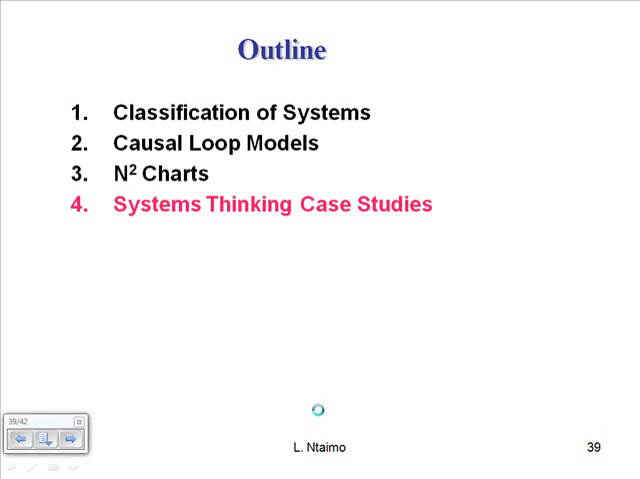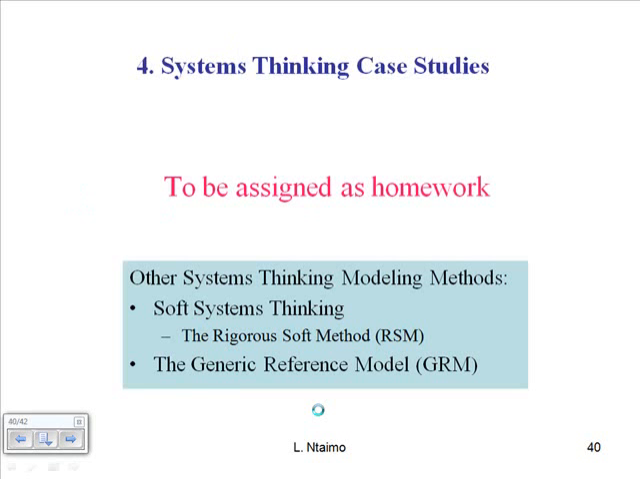I'm not going to spend time on looking at systems thinking case studies. So what I have done is provide you with just an assignment so you can get a feel. There is more to systems thinking, but I tend to stop right here on systems thinking. There are other methods. One of the methods is known as the rigorous soft method. Another one is called the generic reference model. And in homework 4, you will find a write-up, a description on what this method is, the generic reference model.